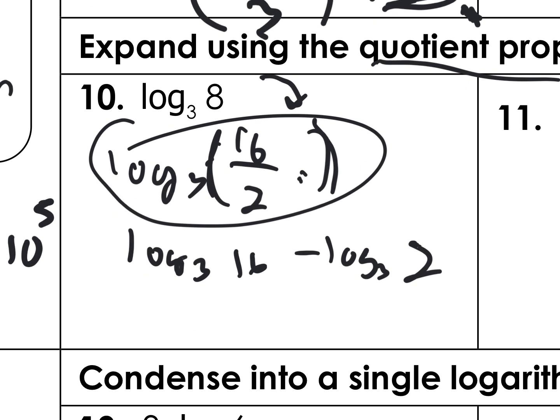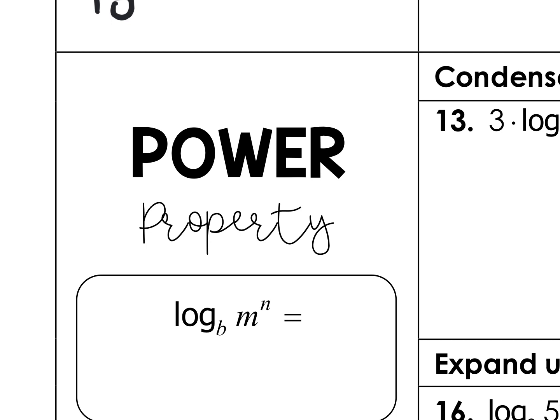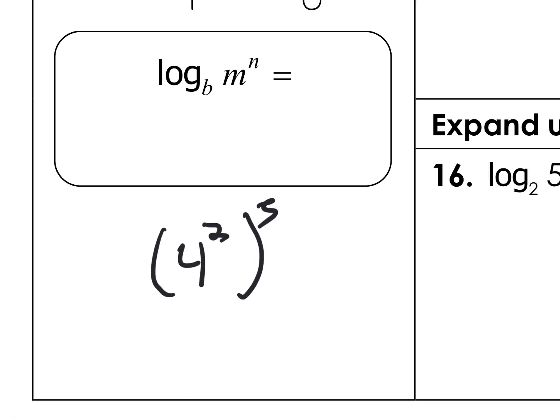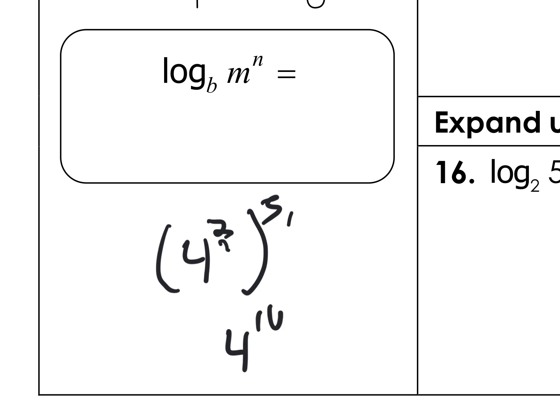Last one. Power. This is the easiest one of them all. Let me ask you this. If I had a 4 and I'm squaring it, and then I have to take that answer and raise it to the 5th power, is there a way to write that with one exponent? Yes. A power to a power? Yeah, exactly. You multiply them. 4 to the 10, which was 4 raised to the 2 times 5. Okay? So the power rule says that a power to a power you can multiply.